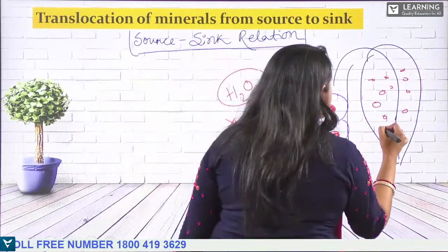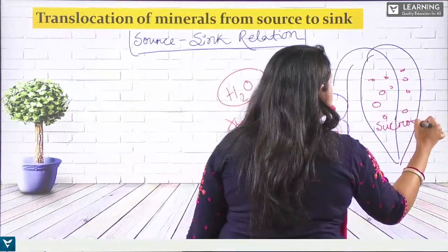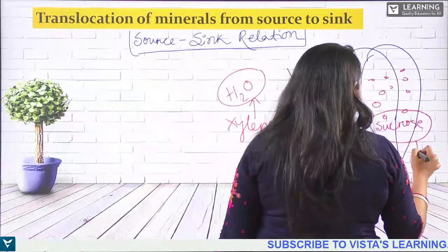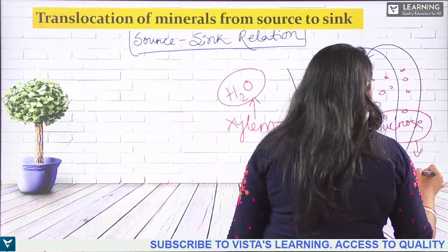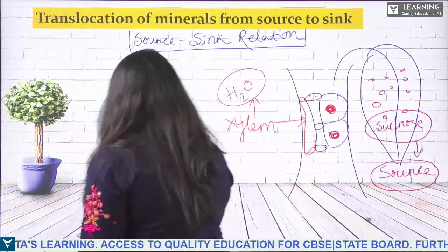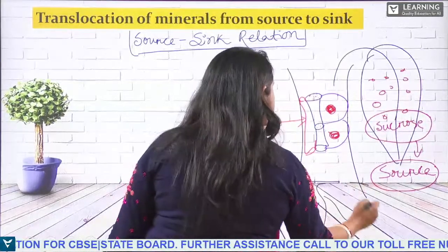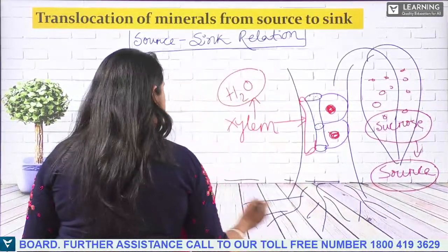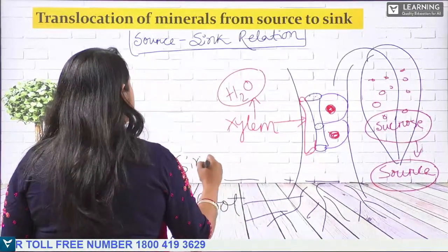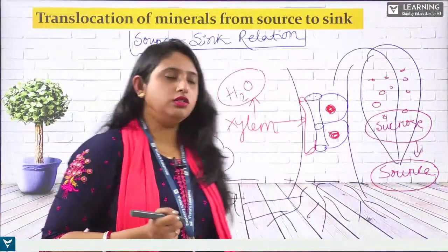Now, the food which is prepared is in the form of sucrose. This is the source, where the food is being prepared. Here the roots are present, under the soil. And this is known as the sink, where the food will be stored. So the root is known as sink.